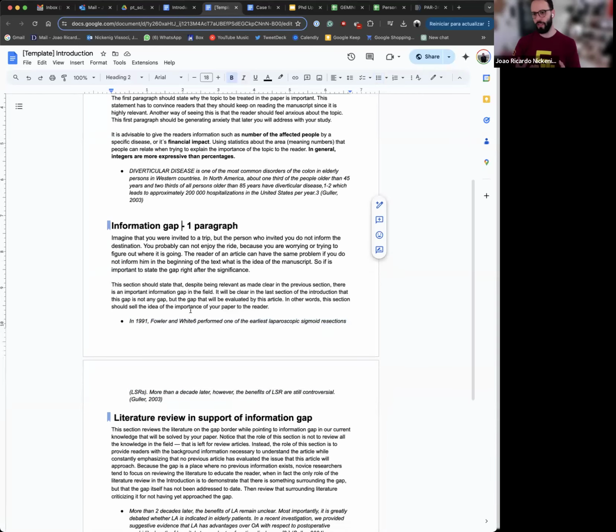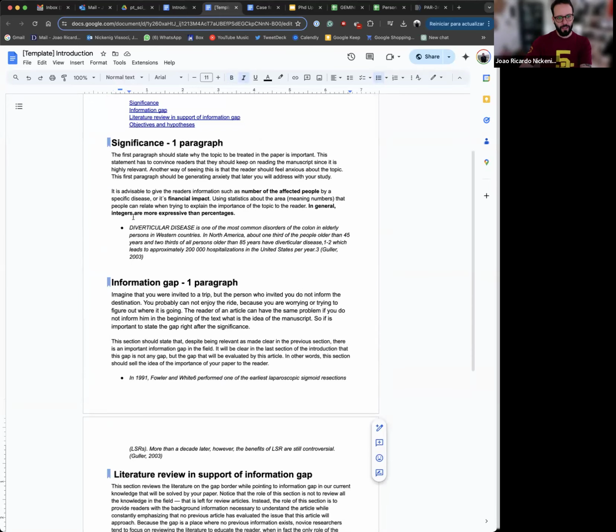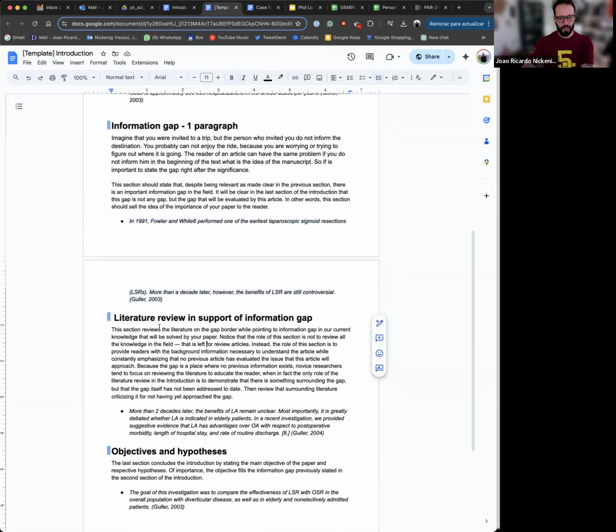I don't like it when it comes later, and people leave it to the end of the introduction. Why is this important? Because the significance is giving the background that guides to the gap. And then once you know the gap, the literature review you're going to provide is always going to be in support of the gap.